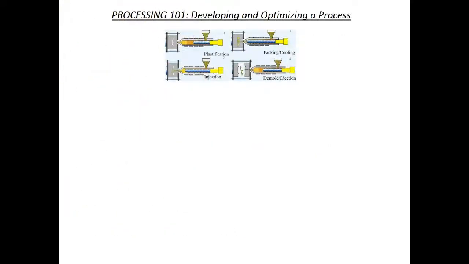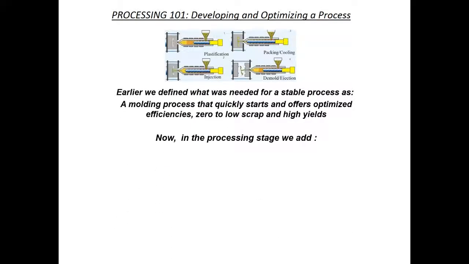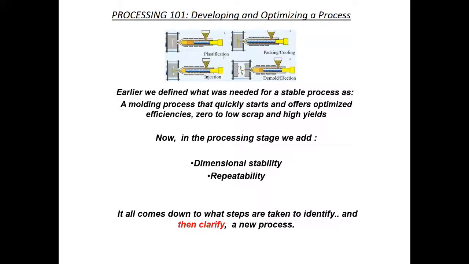So now we're going to talk about developing and optimizing process. Earlier we defined that what we needed for a stable process was a molding process that quickly starts, offers optimized efficiencies, zero to low scrap and high yields. Now in the processing stage, we're going to want to add dimensional stability and repeatability. It all comes down to what steps are taken to both identify and then clarify the new process.